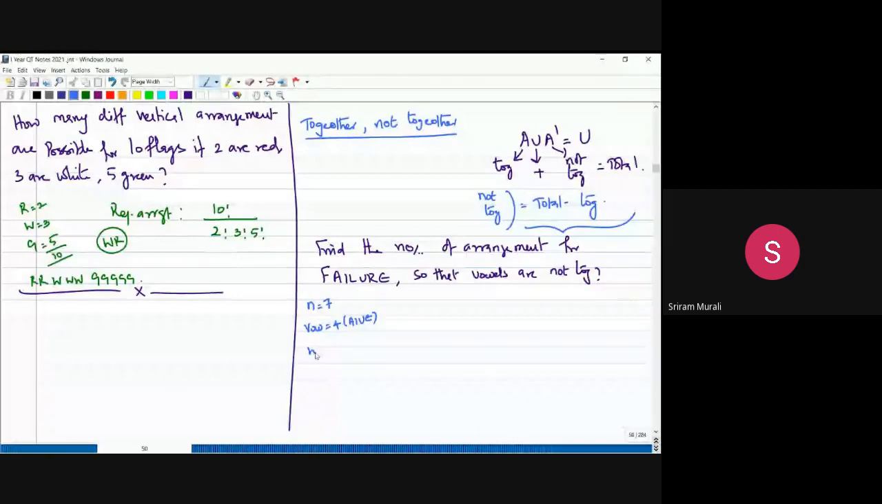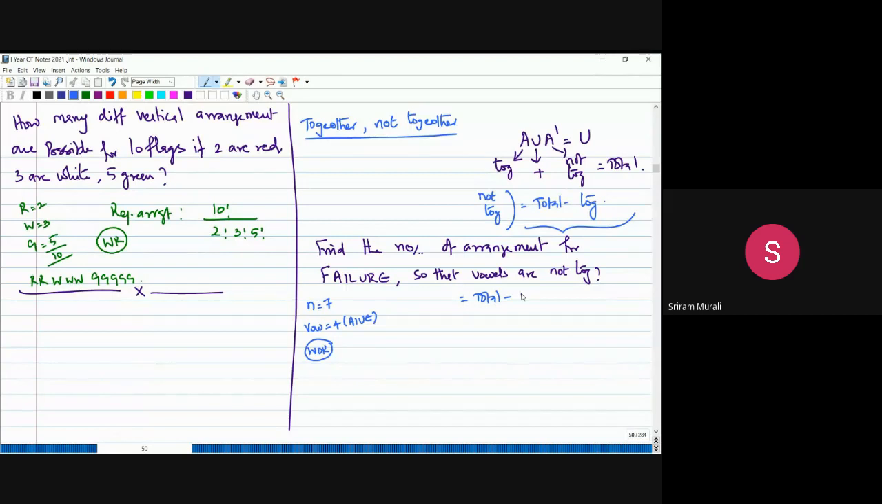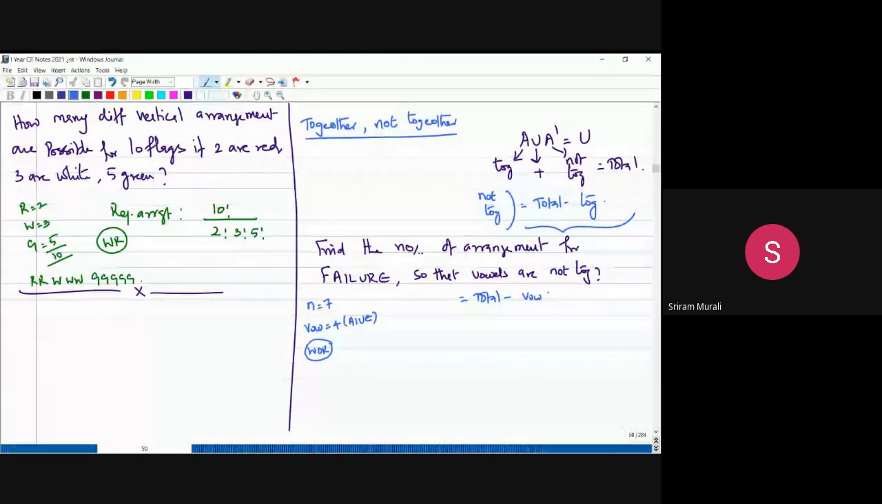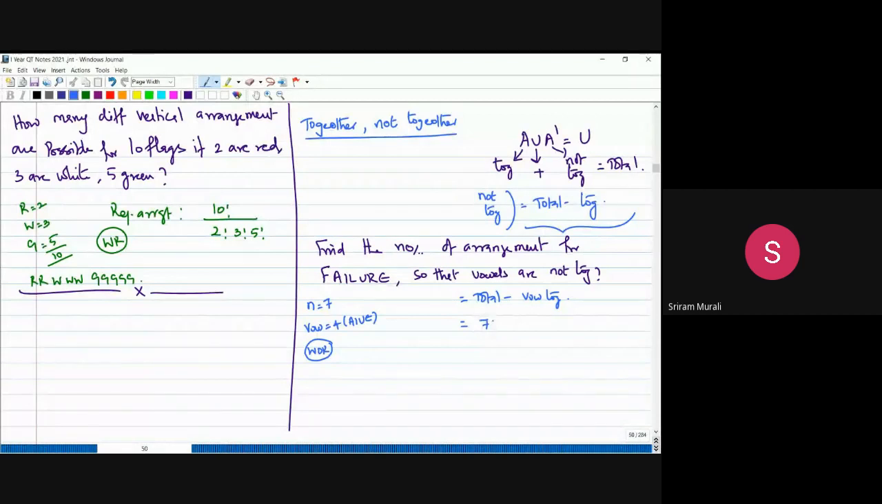Without repetition, no letters in the word are repeated. Therefore, we shall take this as a total arrangement. In the total arrangement, you take vowels together and then subtract. The rest are not together. So in the total it is 7. So 7 letters can be arranged in 7 factorial. In the last class, I said alpha, beta can be arranged in 2 ways. Like that, the word failure is acting as alpha, beta.